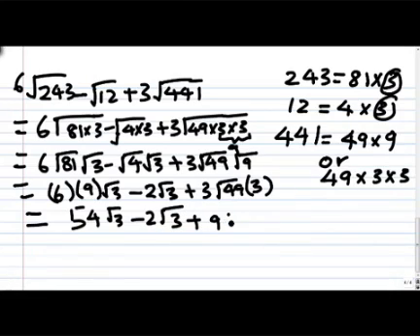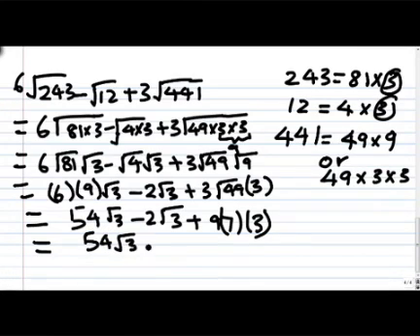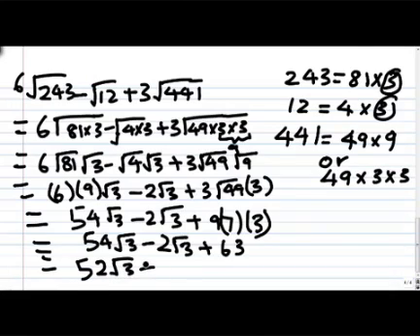Oops, I forgot to do this. 9 square root 49 is actually 7, so 9 times 7 times 3. There you go. Can you see it's actually looking simpler? 54 square root 3 minus 2 root 3 plus 63. And then you get 54 minus 2 is 52 root 3 plus 63. That's your answer.